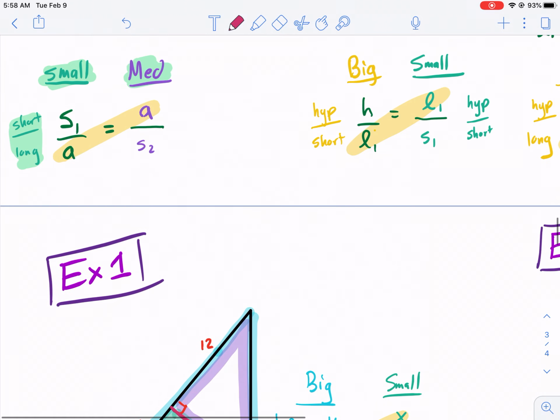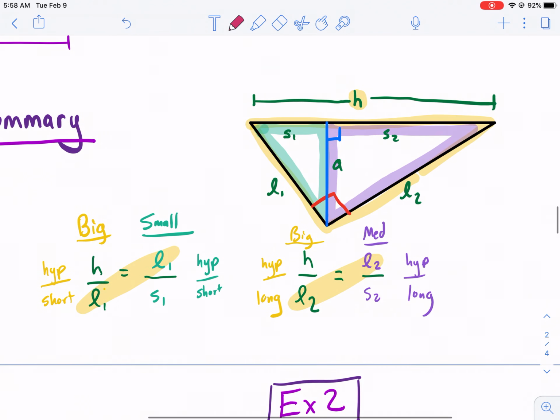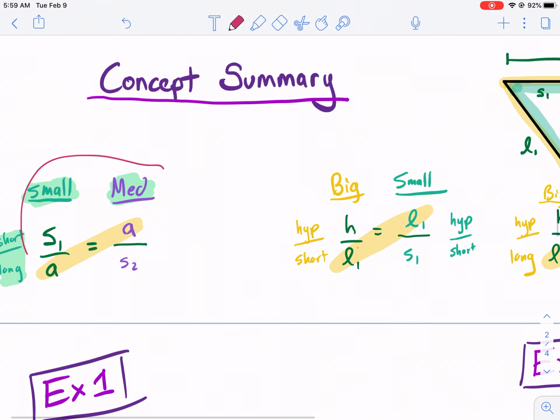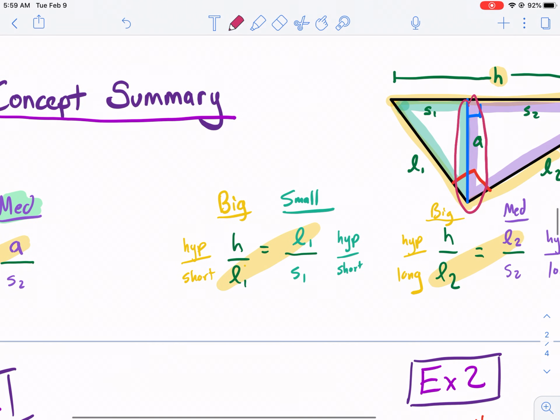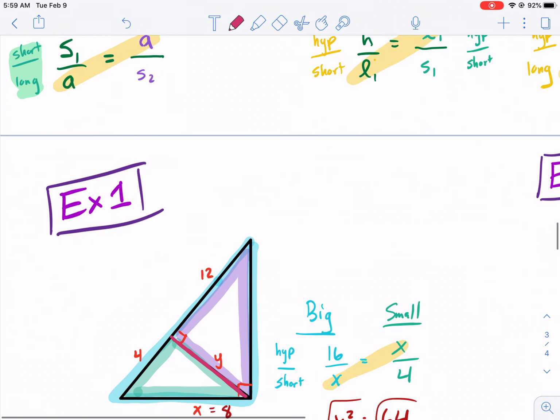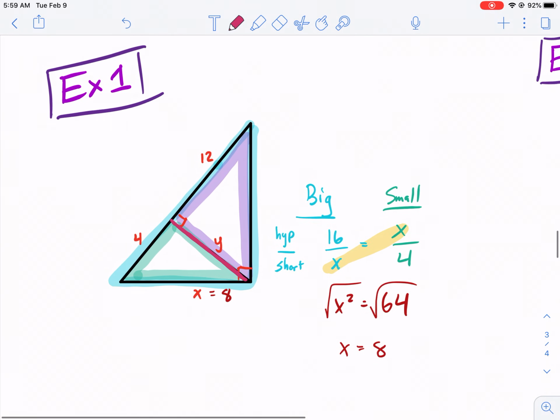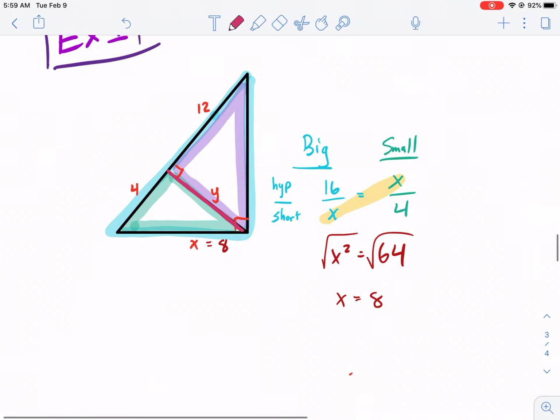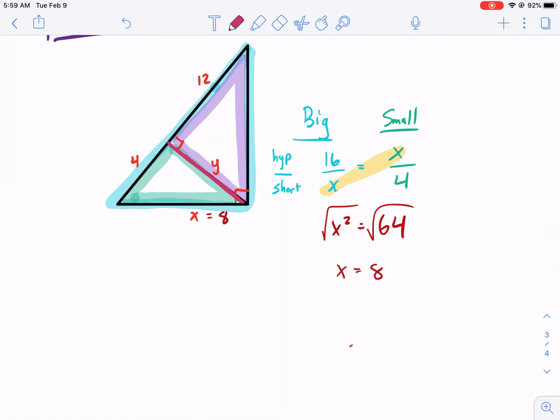Anytime we're comparing the altitude, the only time we're comparing the altitude is when we have the small and medium triangles. That's another way to think of it. Anytime we're looking at the altitude, think altitude, we're comparing small to medium. So we have our altitude here, it's y.